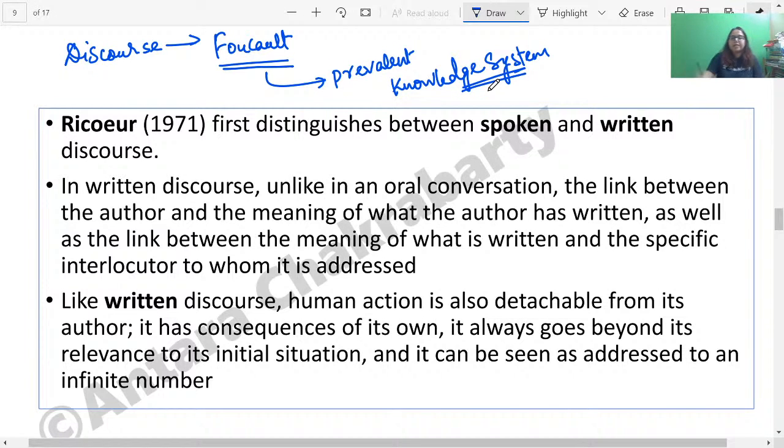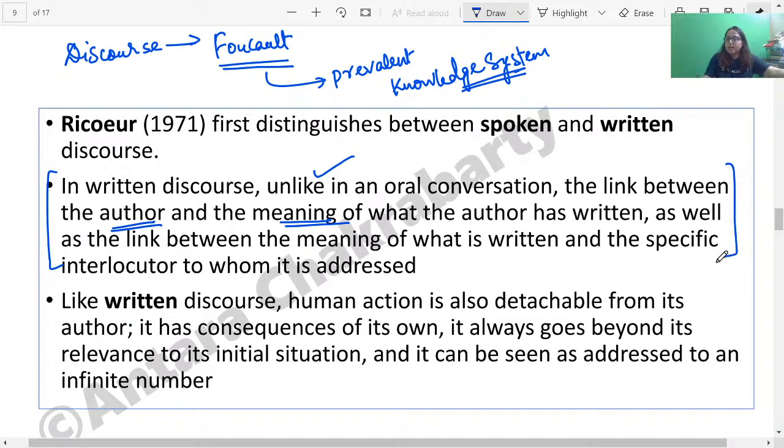Let us see. In written discourse, unlike in oral conversation, the link between the author and the meaning of what the author has written, as well as the link between the meaning of what is written and the specific interlocutor to whom it is addressed is very, very clear. Written में क्या होता है?